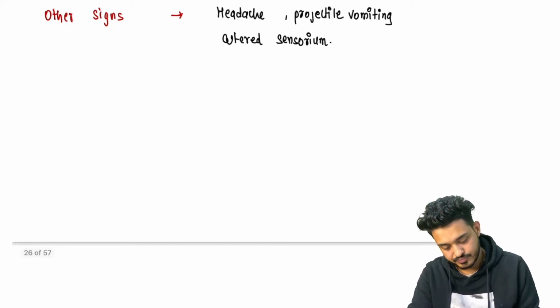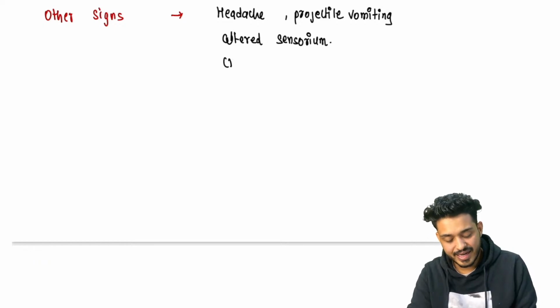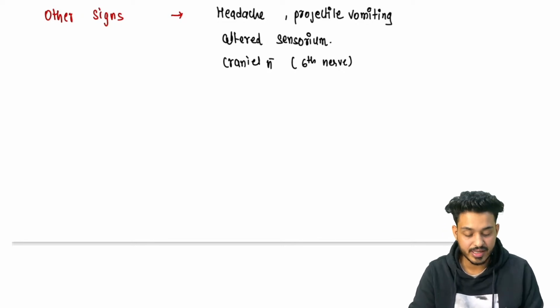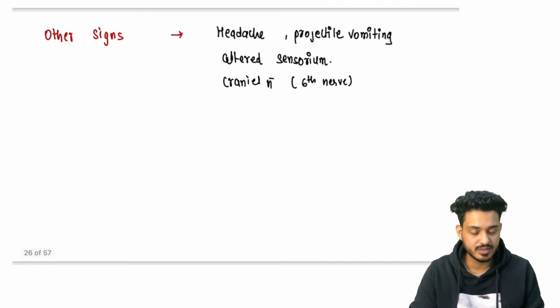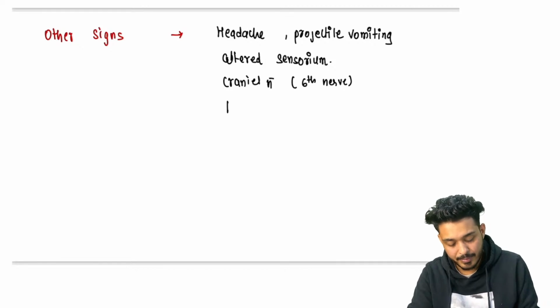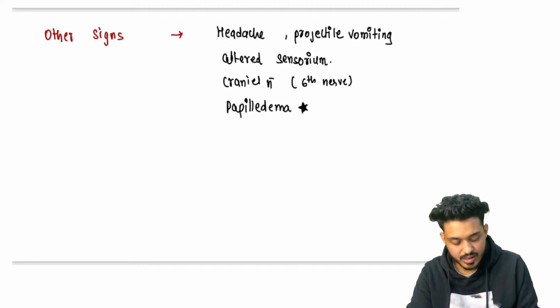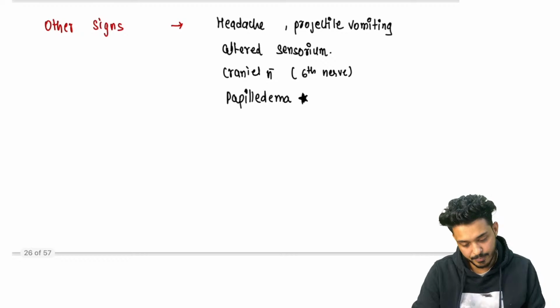Okay, they can also have involvement of cranial nerve, which is the cranial nerve that is most commonly involved. That is going to be the sixth nerve, right? Apart from that, in the optic disc, we can have papilledema. Very, very characteristic. If you find this word, directly jump for the diagnosis, right?